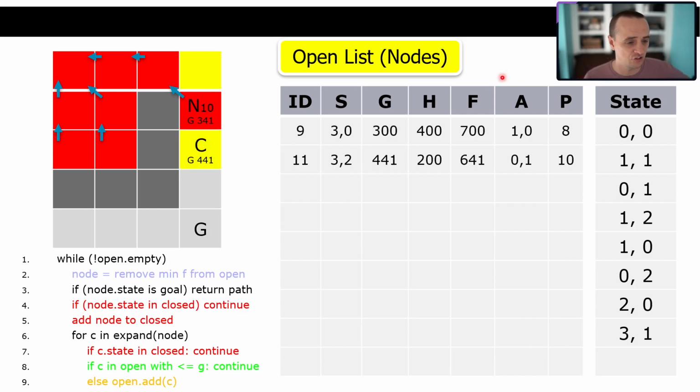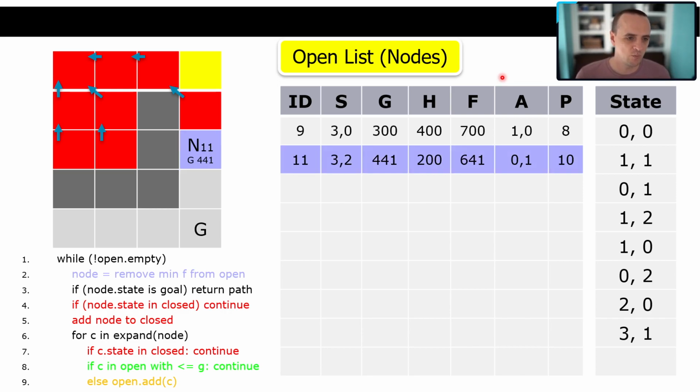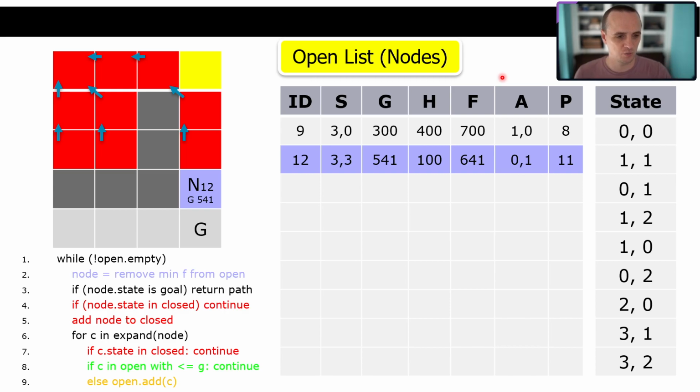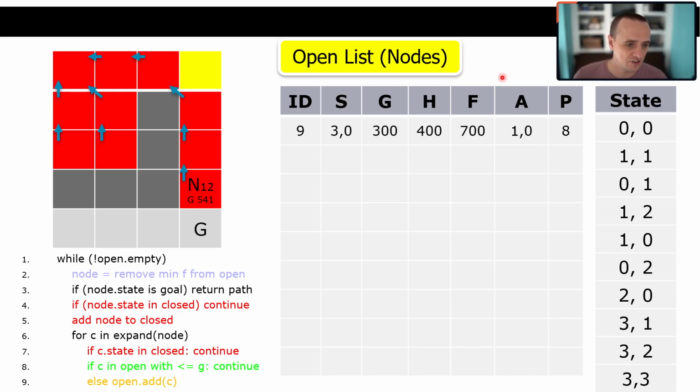Then we generate this child, it's not in the closed list, so we add it to the open list. So this is the state of our search after this iteration. Then we just keep going. We take this one out of the open list, and then we generate its child, and we add that one to the open list. Now we pull this one out of the open list because it has the minimum F value. We generate its children.